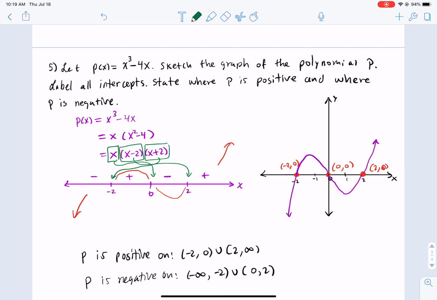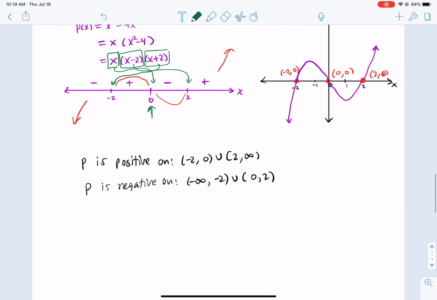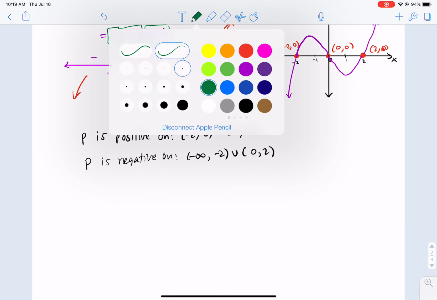So let's take a look at 0, for example. The sign on the right side is negative. We test it out by plugging in 1. You don't need to test a point on the left side of 0. You know that it's going to change because the power from the 0 factor is odd. You don't have to test it out. So here's another example, and then we move on to the next section.